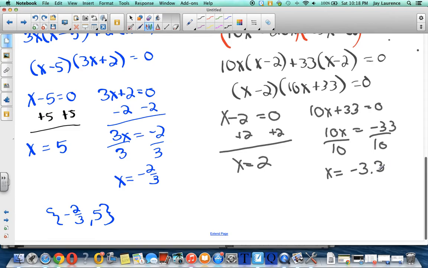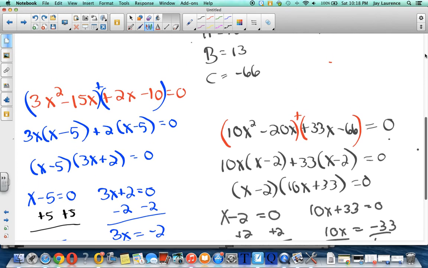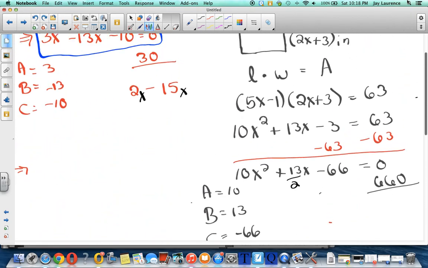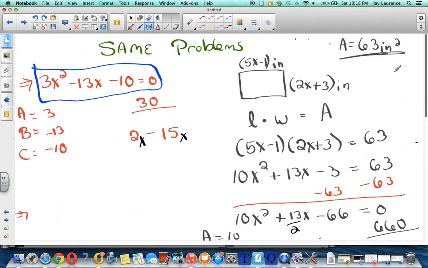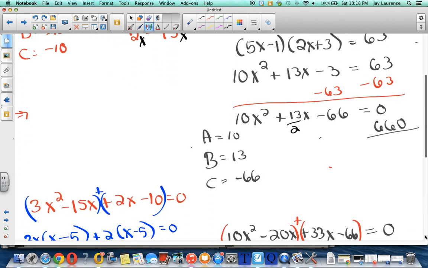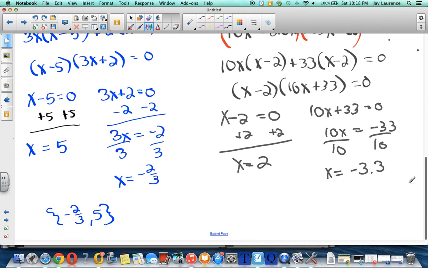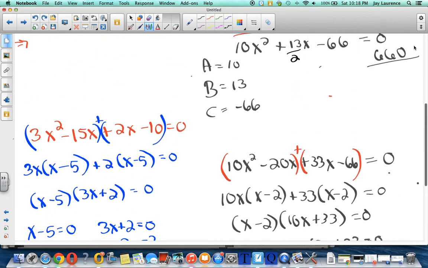Now, it looks like I have a solution set of two numbers, but the question is asking for the dimensions of the rectangle. Now, I don't know the dimensions. I know they're 5x minus 1 and 2x plus 3. Well, I know that x can be one of two numbers. It might be 2. It might be negative 3 3/10. Let me go back up here.